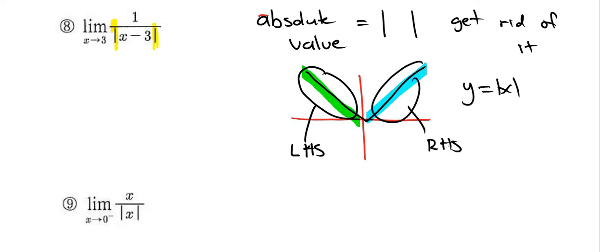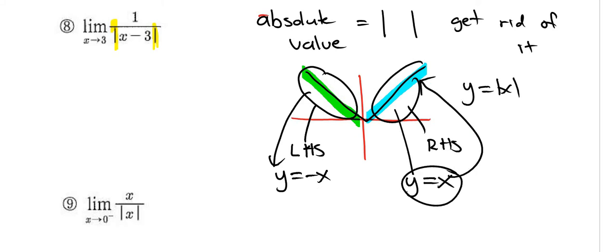When you're dealing with the left-hand side, the function here is actually y equals negative x. And on the right-hand side, the equation is y equals positive x. Positive slope represents that positive linear line. So the way you get rid of the absolute value function is that you need to have a negative sign for the left-hand limit and just a positive sign for the right-hand limit.